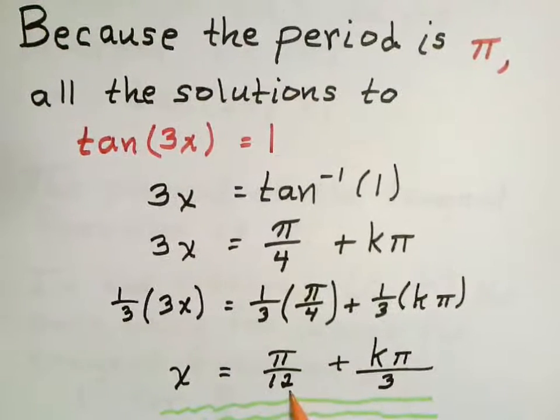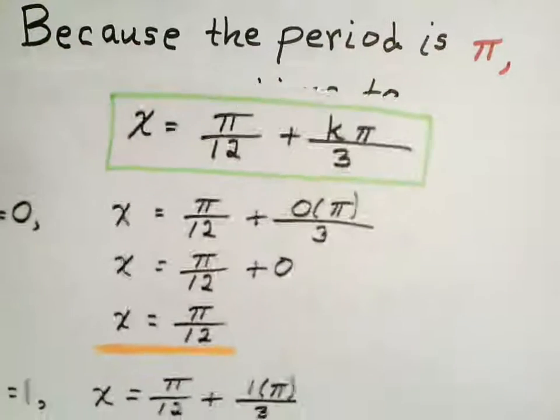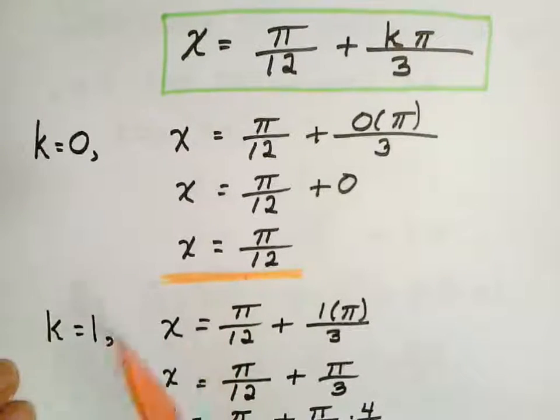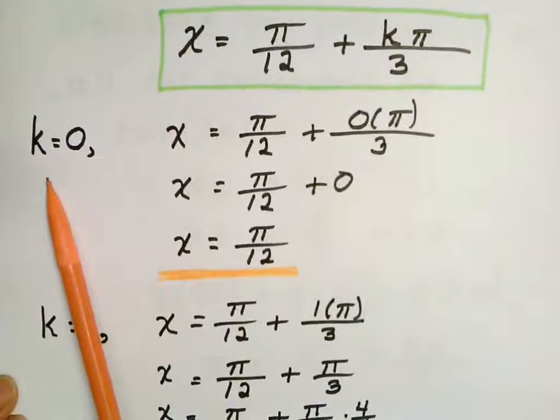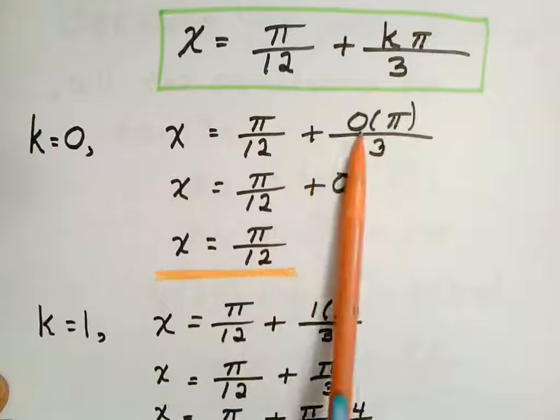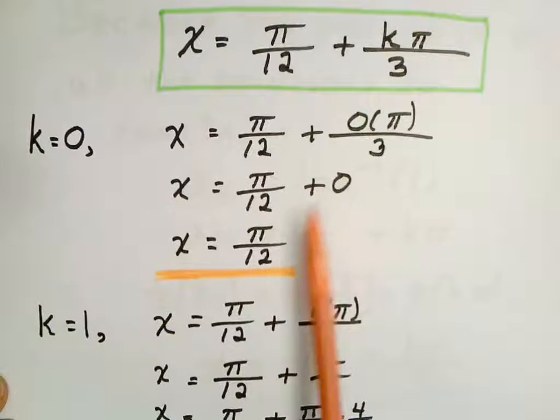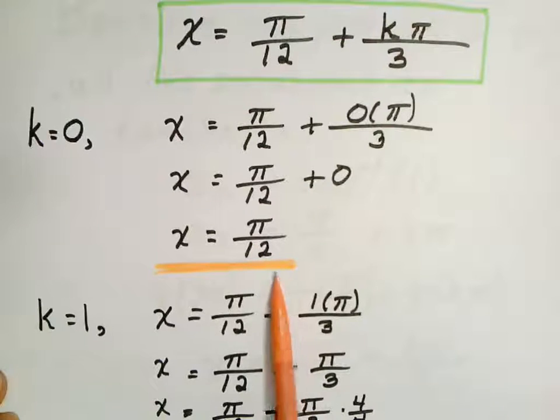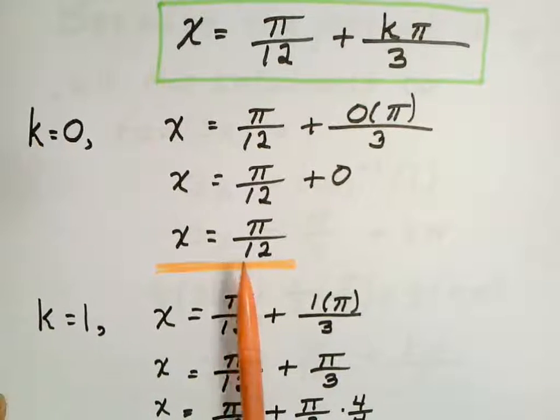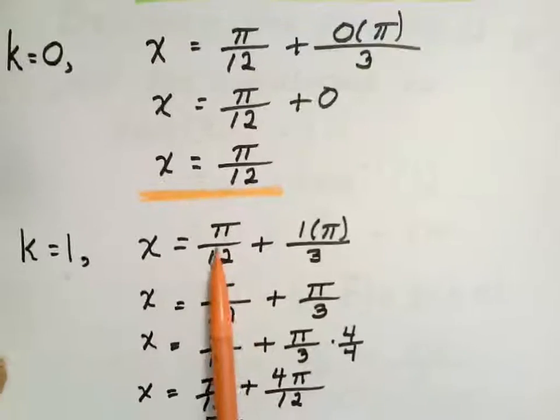So this is the solution for all of these. And we only want to find the solutions between 0 and 2 pi. So what we're going to do, we're going to use this equation here. And we're going to start off letting our k be equal to 0. And when k is equal to 0, we're going to have x is equal to pi over 12 plus 0, which is just pi over 12. This is one of our solutions because it's between 0 and 2 pi.